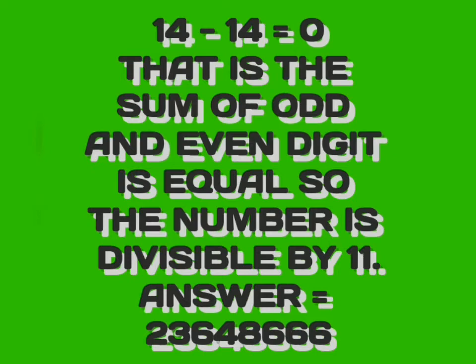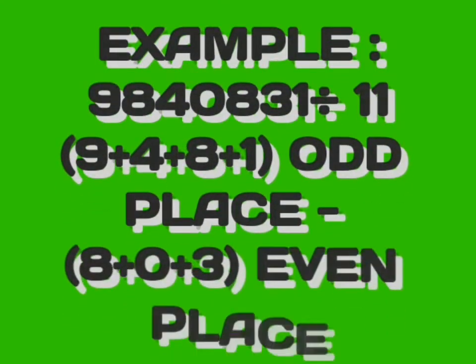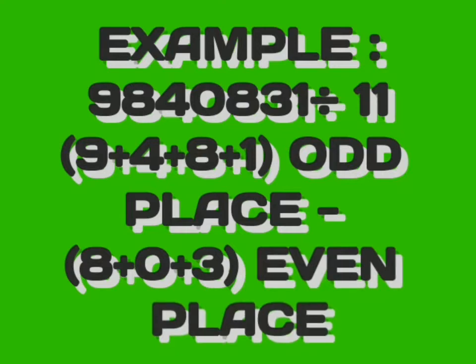Because you have 14 minus 14, definitely, the difference will give you 0. Now, you should know that that number is divisible by 11. And when you divide that number by 11, you will end up having 2, 3, 6, 4, 8, 6, 6, 6. That means the number will be divided without any remainder. Now we take another example straight away.